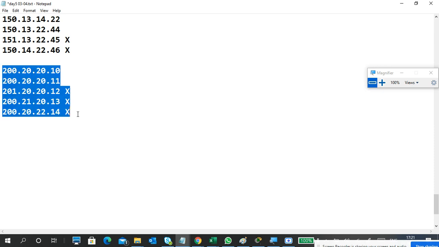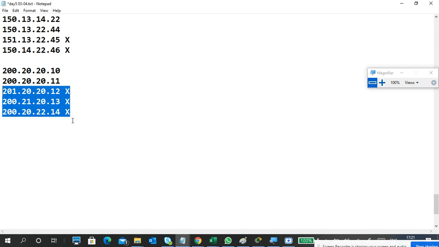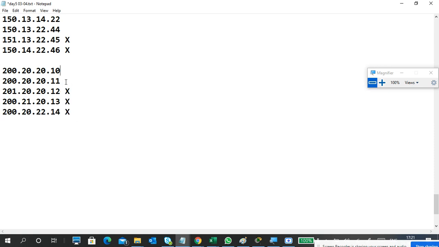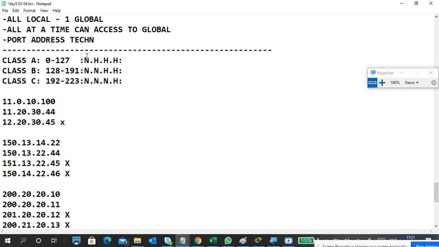For example, you have five PCs. These two PCs communicate with each other, but these PCs are not communicating with anyone. Why? Because they are in different networks. You must check all the network portions. If all network portions are the same, then only they will communicate with each other. So that is why we have to look at the network portion and host portion.